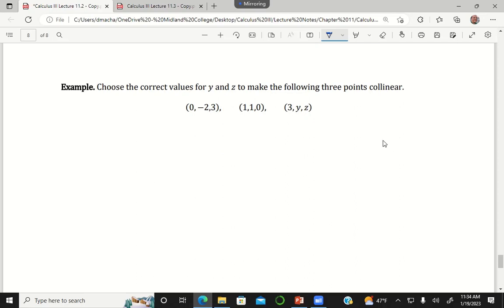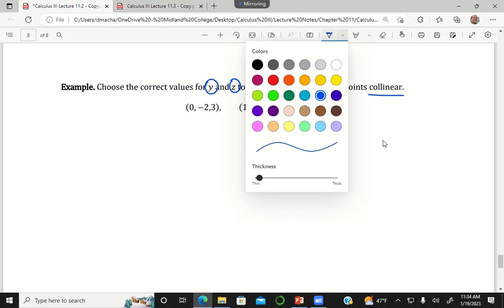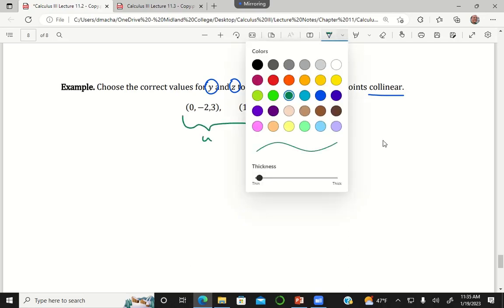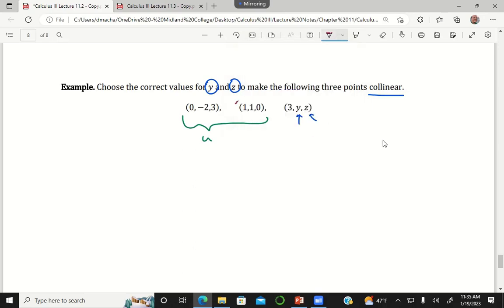It says, choose the correct values for y and z, which are over here. I want to choose the correct values in order to make the following 3 points collinear. And so we're going to use the same strategy that we did the shorter way, is we're going to make a u vector and a v vector based on the first 2 points and then the last 2 points.